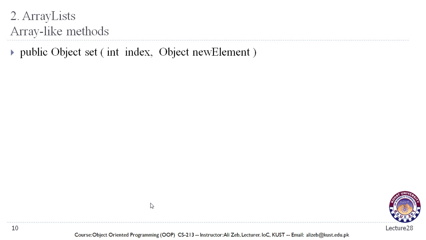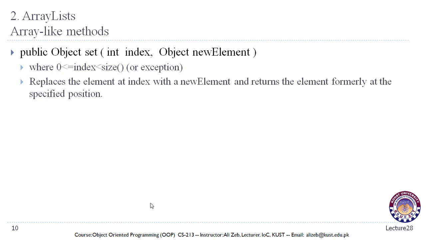Array-like methods, for example, we have a set method where we can replace an element inside the array list. We pass the index position and the value of the new element that we want to put in our array list in place of the existing element. The index position should be greater than or equal to 0 and less than the size of the array, otherwise you will get an exception. It replaces the element at the index with the new element and returns the element formerly at the specified position.